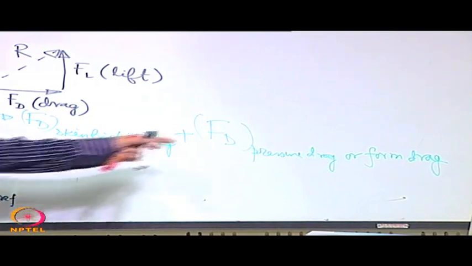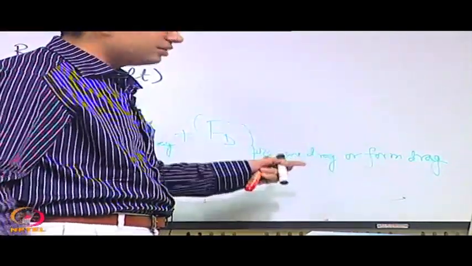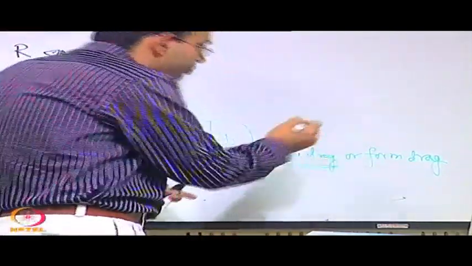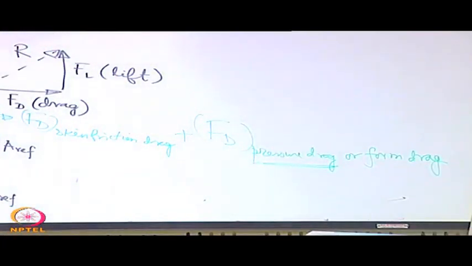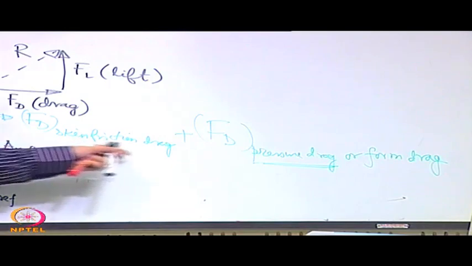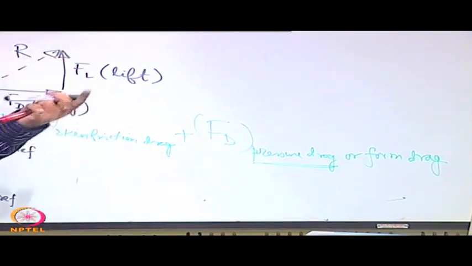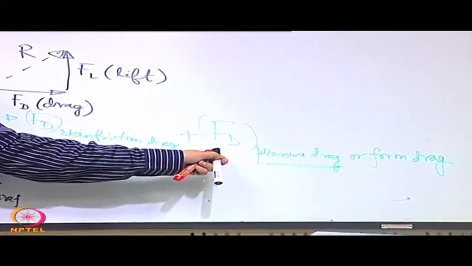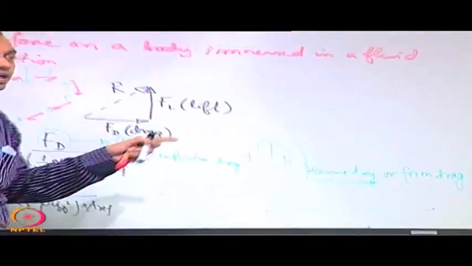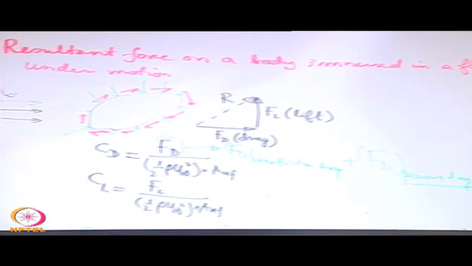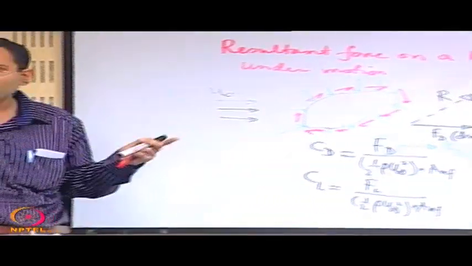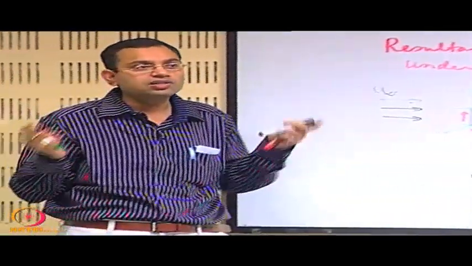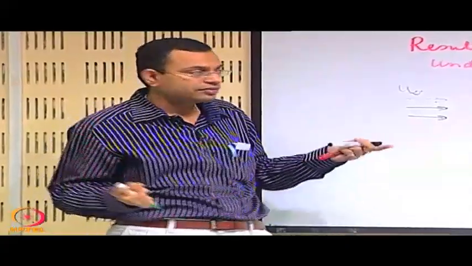From the name pressure drag or form drag, it is clear that it is because of the pressure distribution on the body. Just like the skin friction drag is because of the shear force distribution on the body, the pressure drag is due to the pressure distribution on the body. Why is it also called form drag? Because it is a strong function of the geometric form of the body, because the geometry of the body is what induces the pressure gradient. That is why it is called form drag.